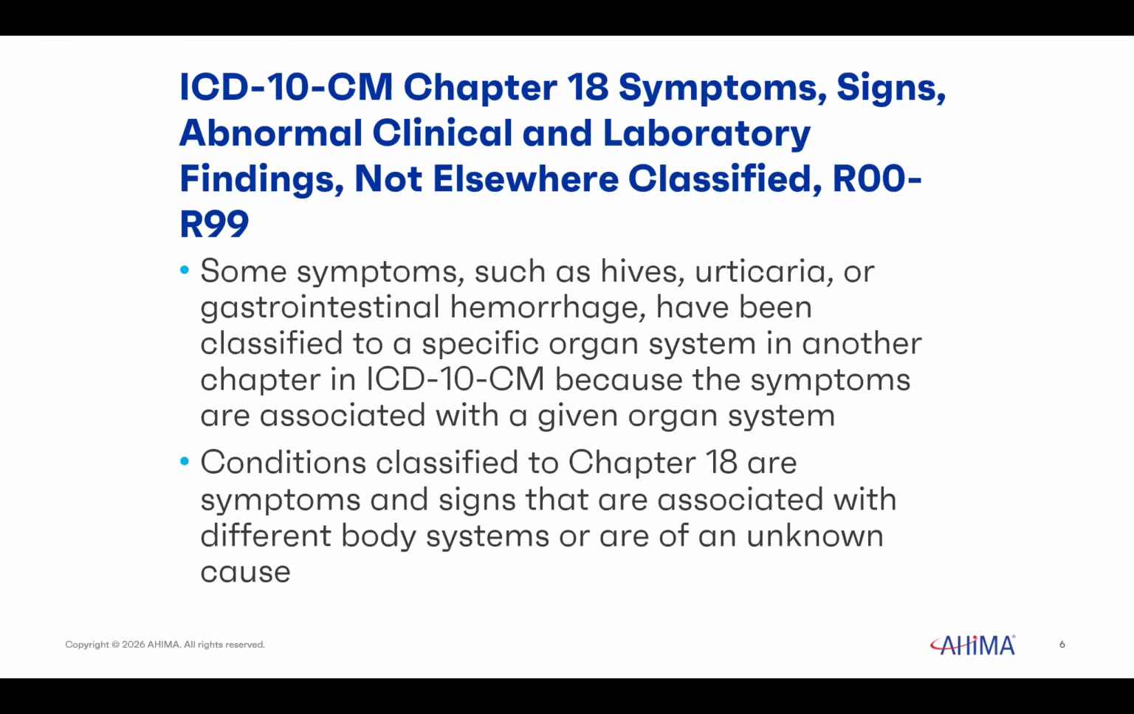Some symptoms, such as urticaria, gastrointestinal hemorrhage, hives, what have you, are classified in other chapters because they're strongly associated with a specific organ system. Chapter 21 is used for symptoms that are non-specific, affect multiple systems, or have unknown causes.